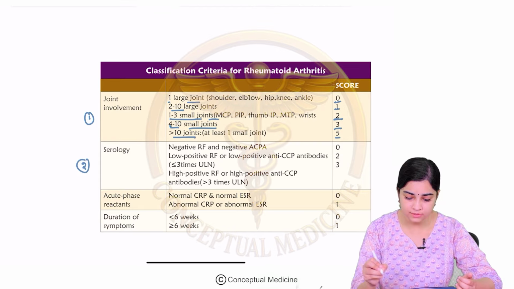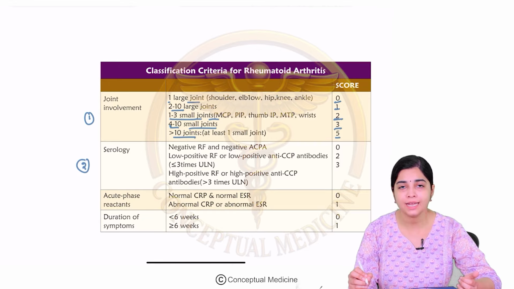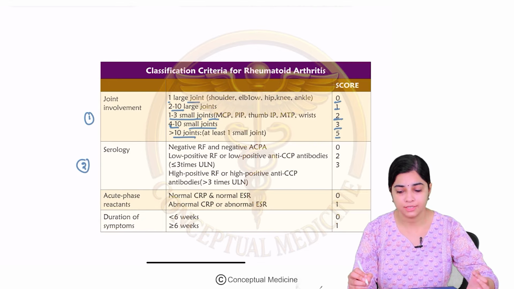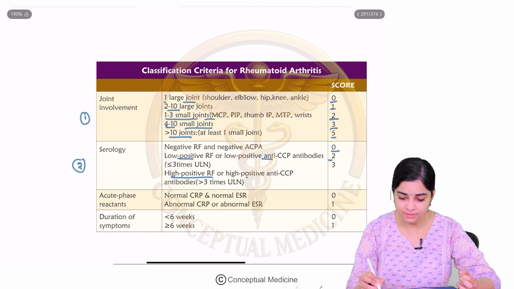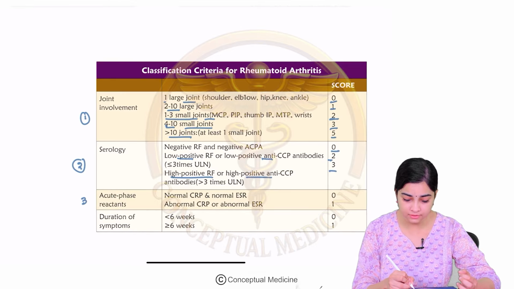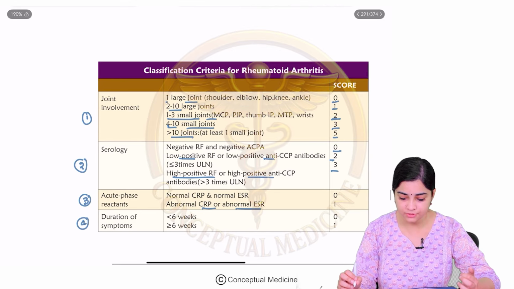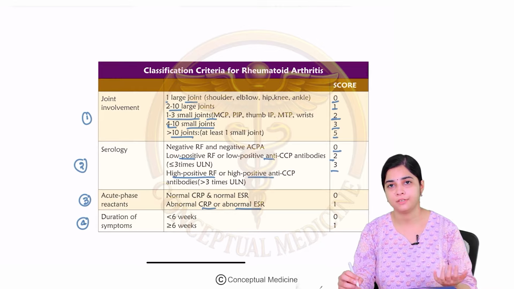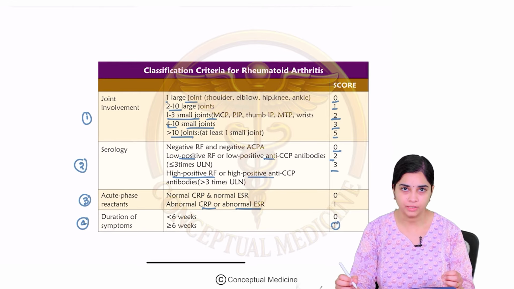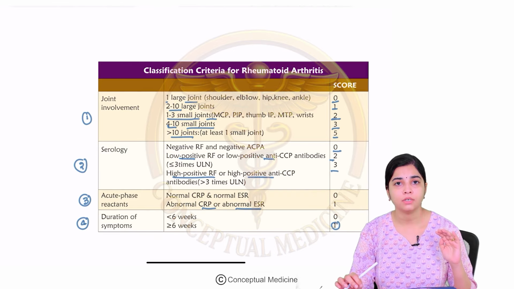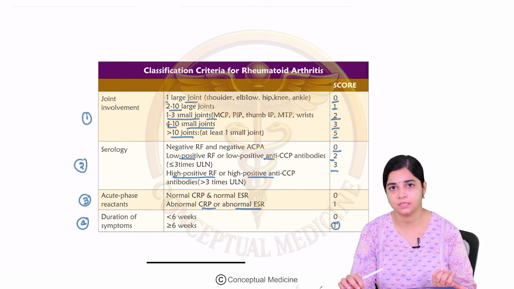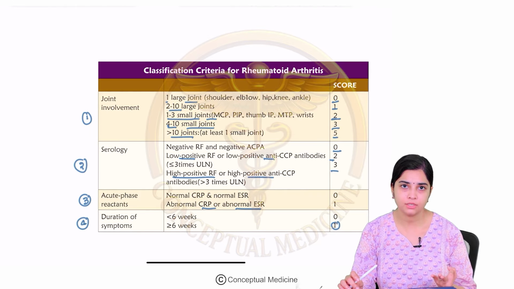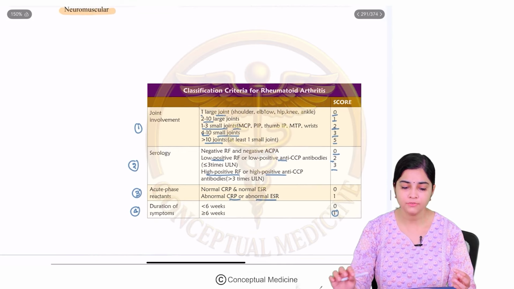Then it takes into account the serology. If both RF and anti-CCP, which is anti-cyclic citrullinated polypeptide, are negative, it is 0. Low positive titers is 2 and high positive titers is 3. It also takes into account the acute phase reactants, your CRP and ESR, and the duration of symptoms. If the duration of symptoms has been there for more than 6 weeks, it is given a score of 1. Okay, so this is your ACR classification. You do not need to know it by heart, but you definitely need to know the parameters it takes into account: joint involvement, serology, acute phase reactants, and duration of symptoms.